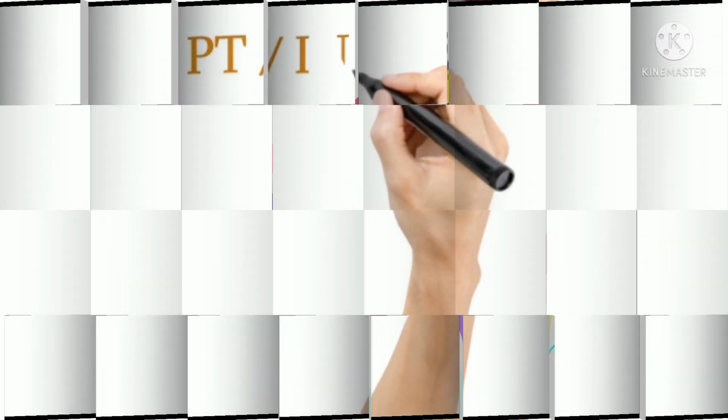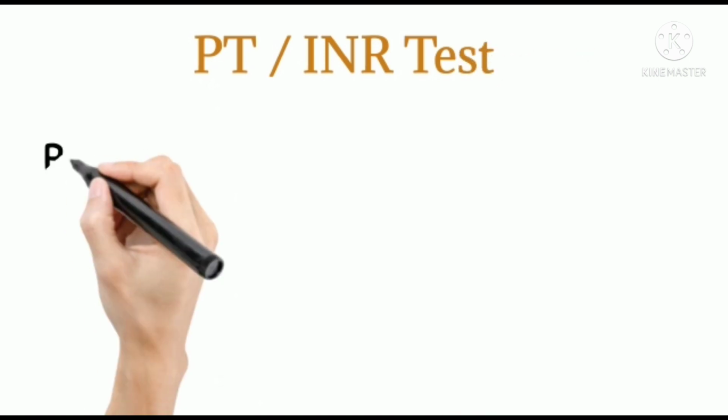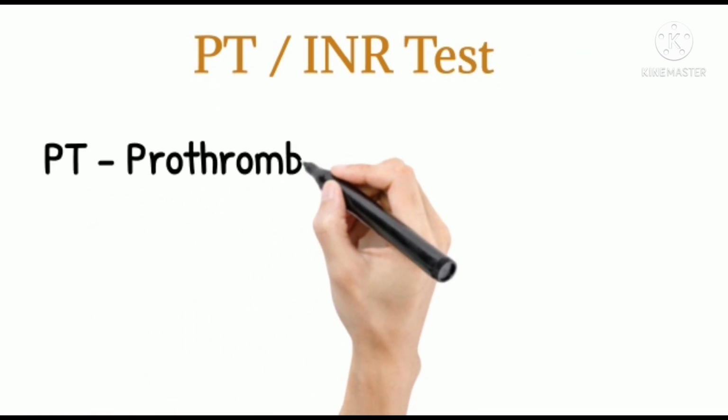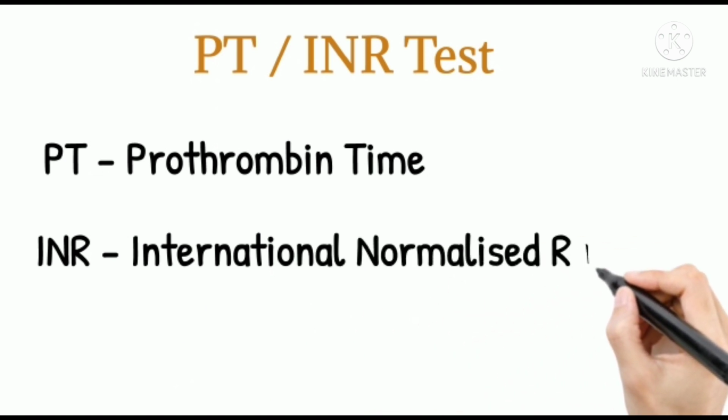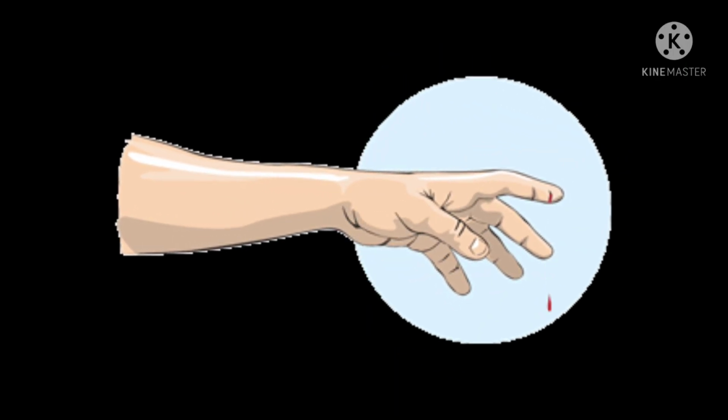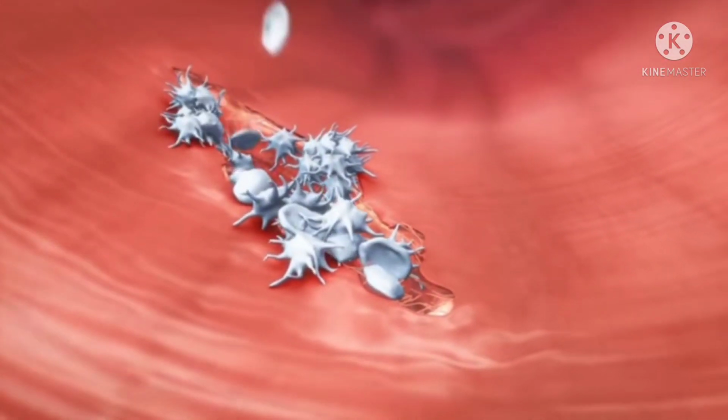In this video, I am going to explain about the PT-INR test. PT means prothrombin time, INR means international normalized ratio. Whenever a person is injured, bleeding occurs. However, after a few seconds, the bleeding stops.